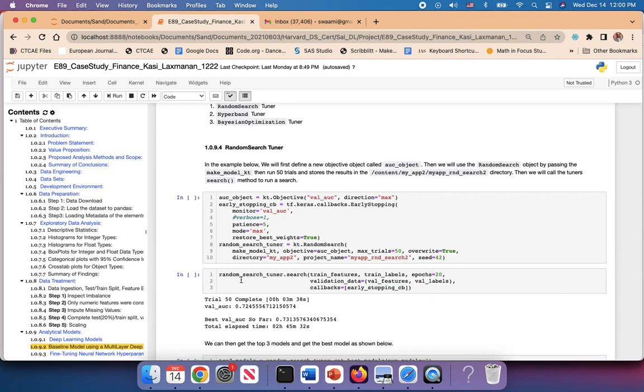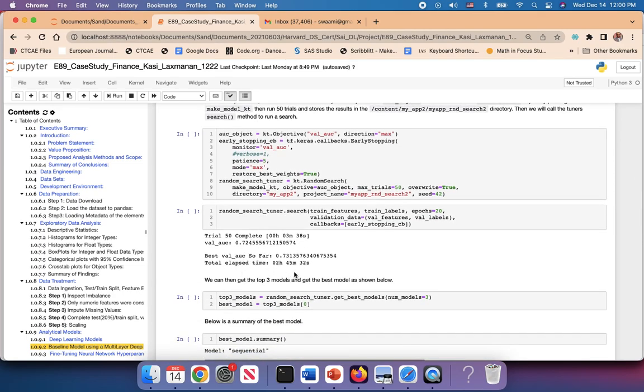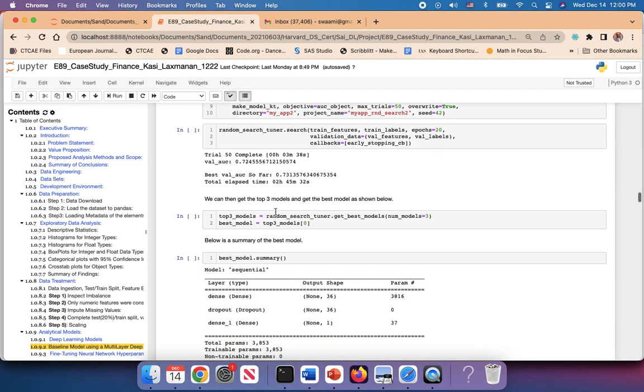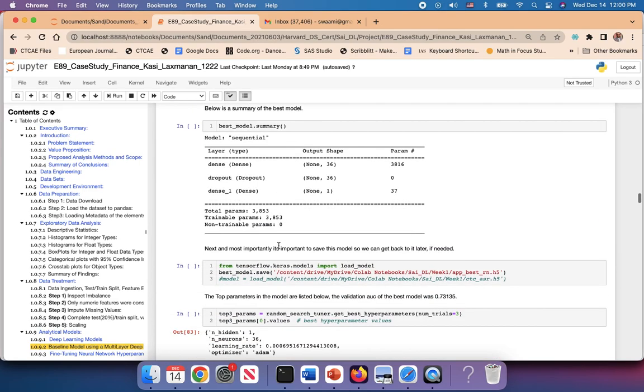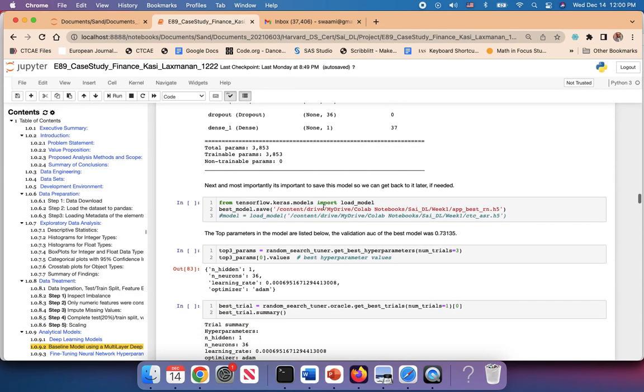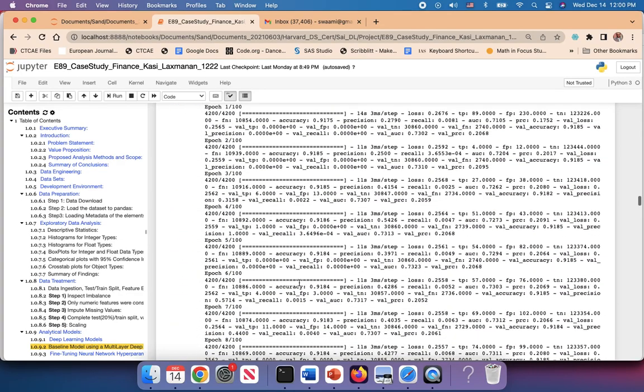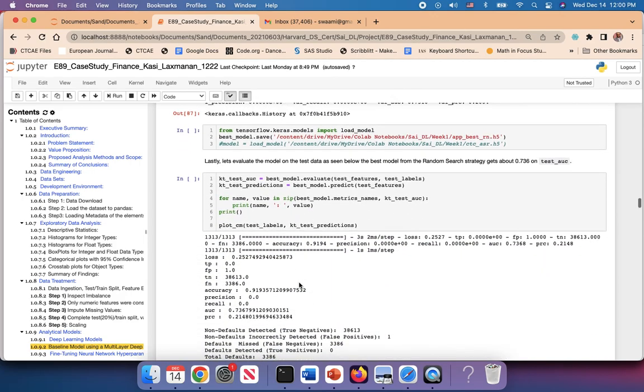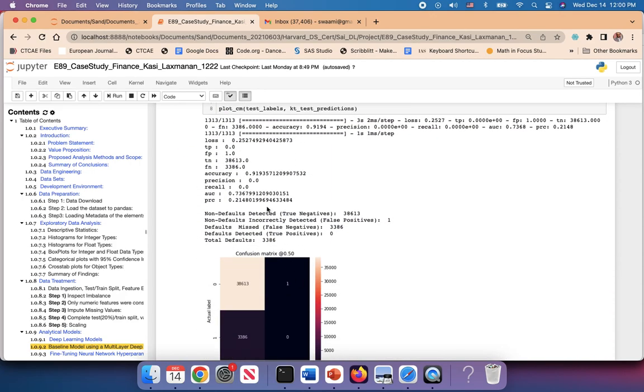And then we'll run the search tuner, and this takes about 3 hours to run. And then we will look at the top 3 models here. The top model, the best model, had one hidden layer with 36 neurons, and then it retained the dropout layers and the dense layer. We'll save the model, and then we would evaluate this model on the test data set.